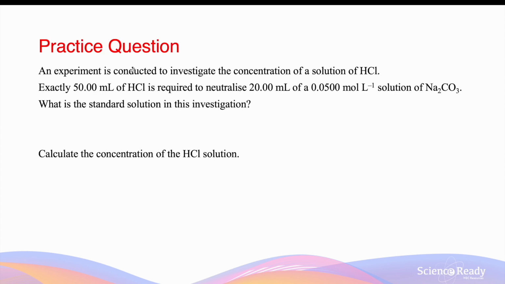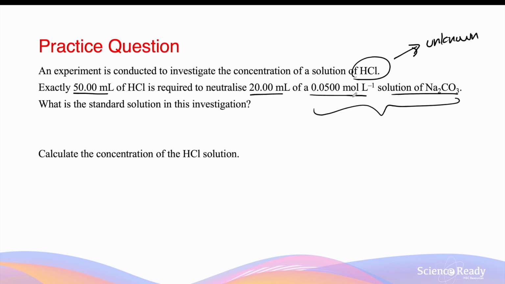An experiment is conducted to investigate the concentration of a solution of hydrochloric acid. So this is my unknown solution. Exactly 50 ml of the hydrochloric acid is required to neutralize 20 ml of a 0.05 mol per liter solution of sodium carbonate. Because we know the concentration of this solution of sodium carbonate, this is my standard solution. Specifically, this is my primary standard because I've prepared it without standardization. Calculate the concentration of the hydrochloric acid solution.